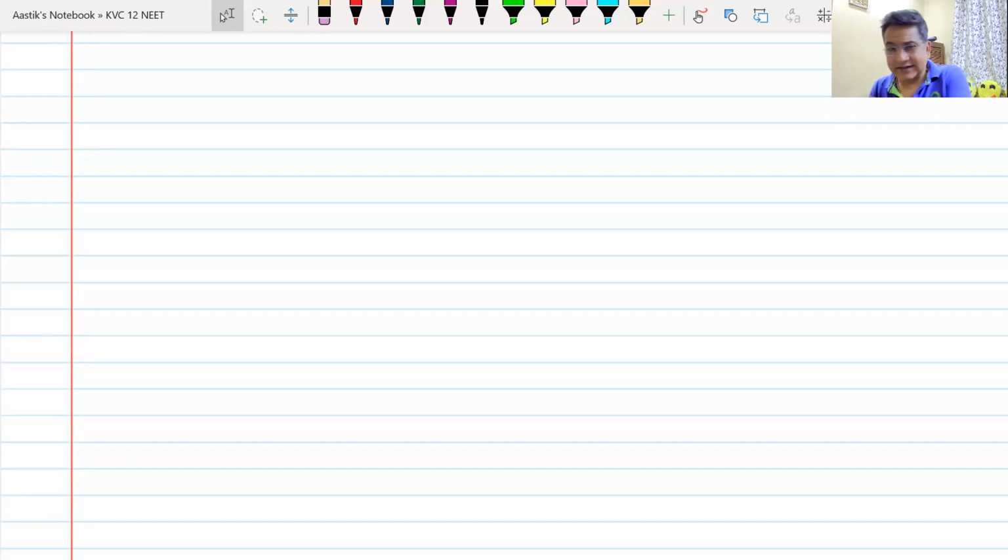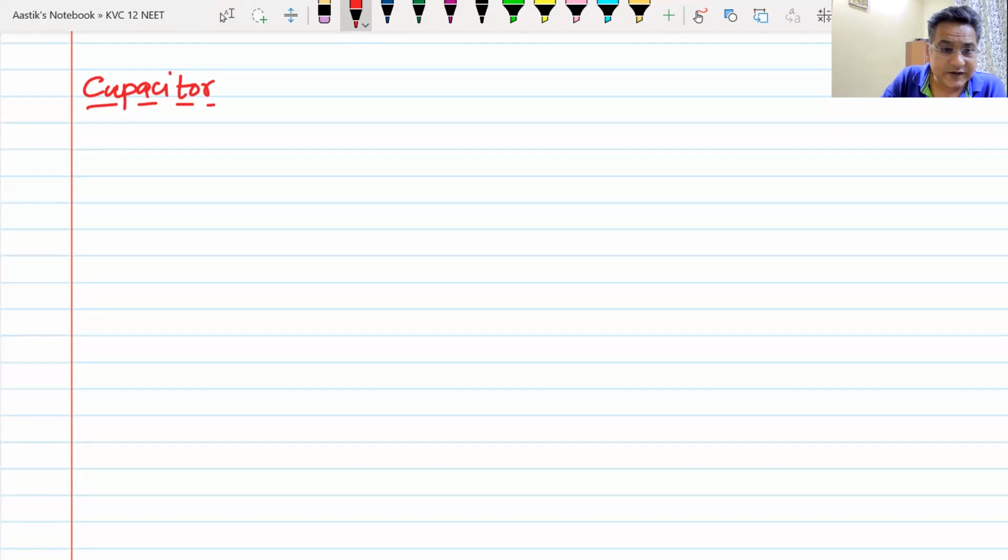So now we move ahead and write the next heading. Up till now, what we were dealing with was a single conductor, and we had seen the capacitance of a single conductor. Now the next heading that we are going to write is known as a capacitor. Now what is a capacitor?